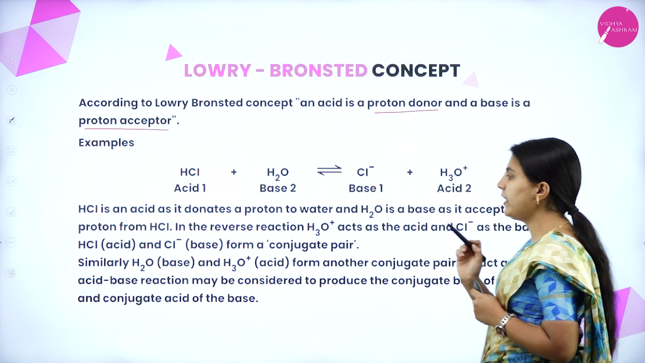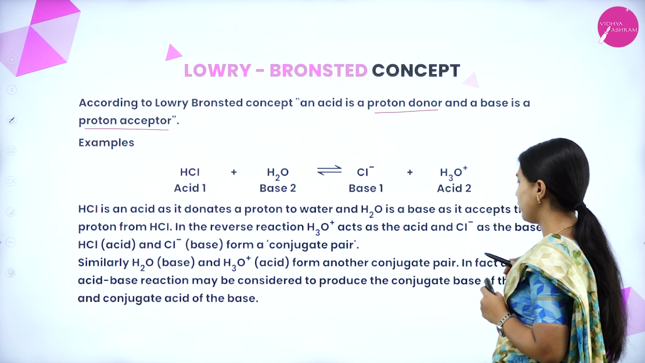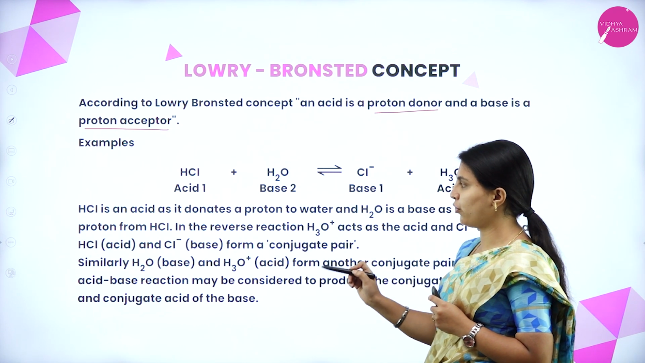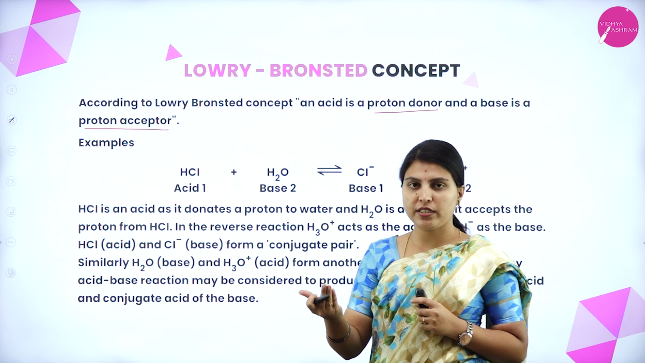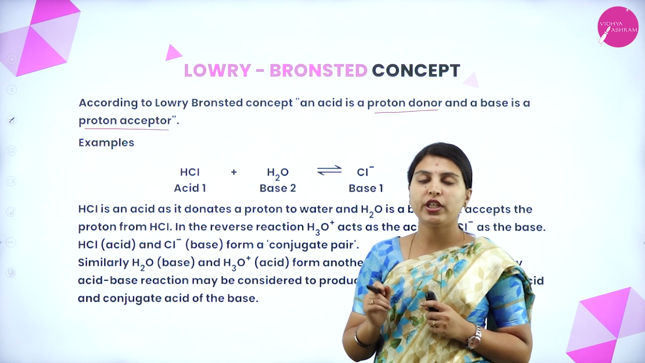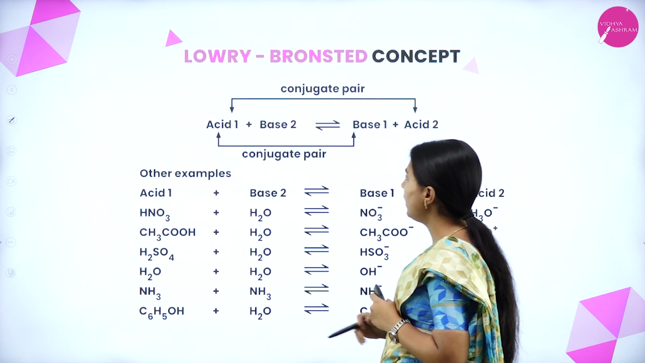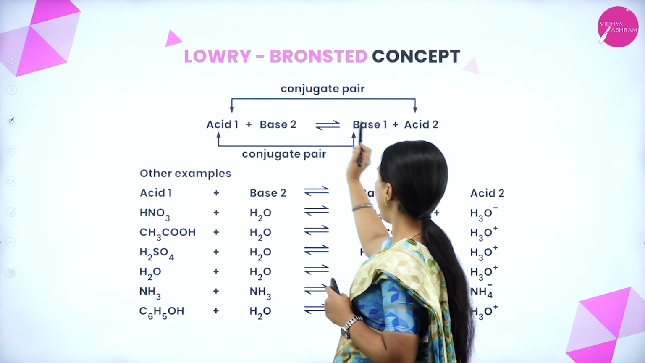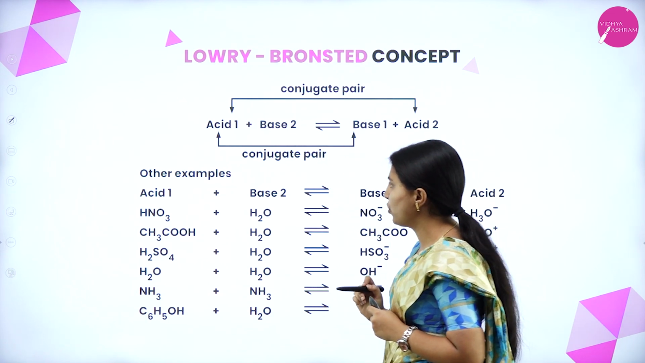In fact, any acid-base reaction may be considered to produce the conjugate base of the acid and the conjugate acid of the base. Here, after giving out H plus ion and receiving H plus ion, it will form conjugate pairs of acid as well as base. See here, conjugate pair acid 1 and base 1, and another base 2 and acid 2.